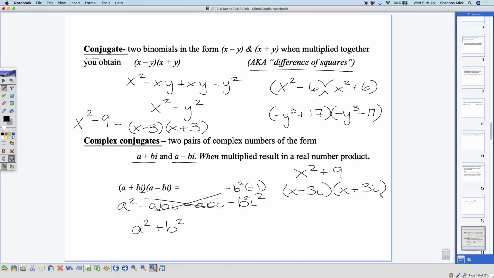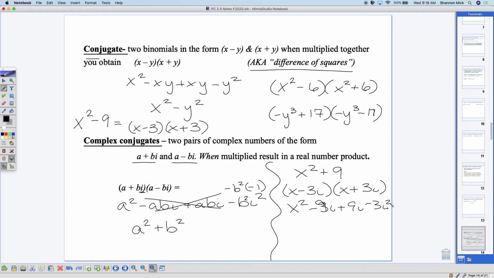It's not something that you guys are probably going to just see and go, ooh, I can do this. But I'm going to tell you it does work. Because when I multiply this out, I have x squared minus 3, oh, that would be 9, minus 9i plus 9i minus 3i squared. So what is this i squared?